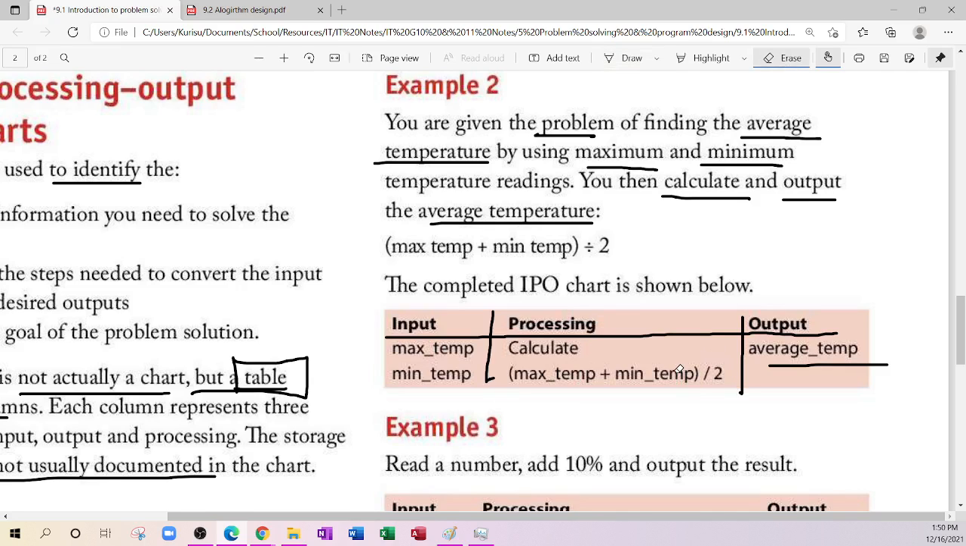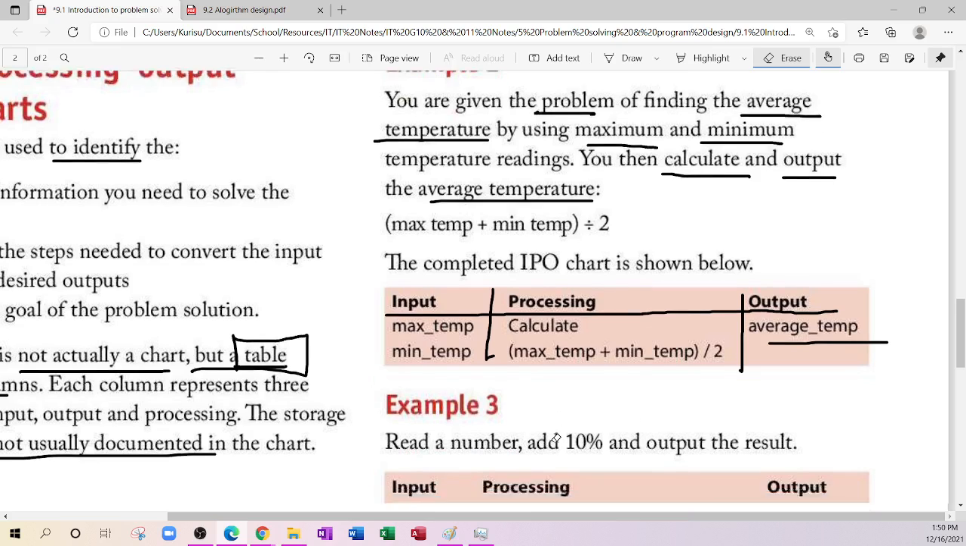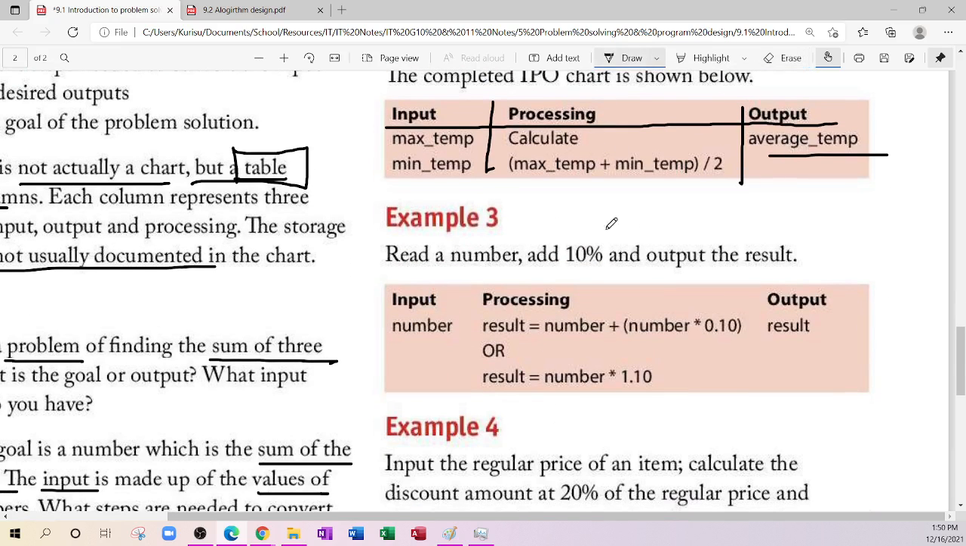Are you guys understanding how the IPO chart works? Yes, sir. Alright, we have another example.